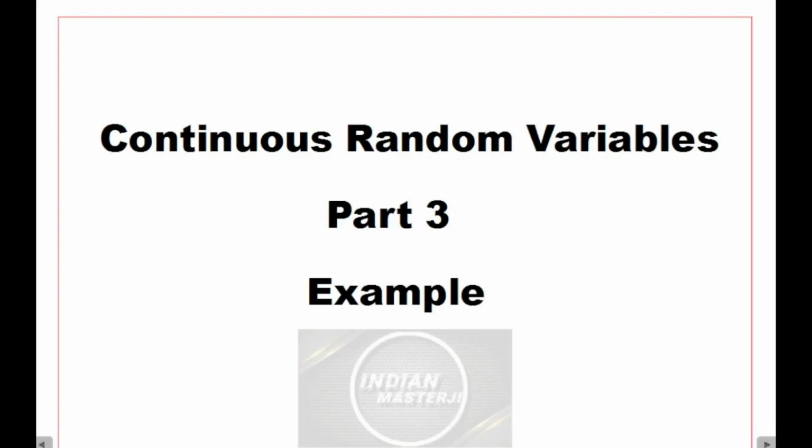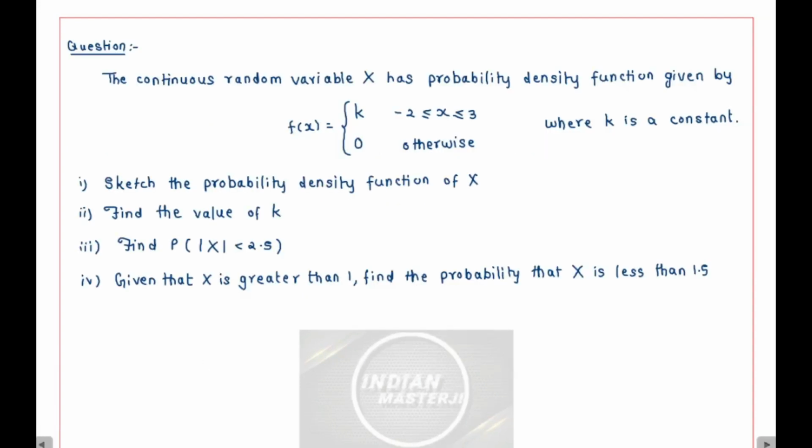So let's begin with today's video. Let's read out the question. What is the question saying? The continuous random variable x has probability density function given by f of x is equal to k for the interval -2 to 3, where k is some constant, and f of x is equal to 0 otherwise.